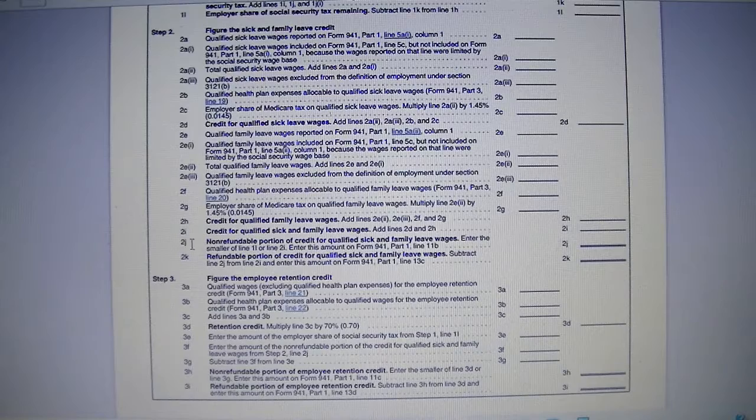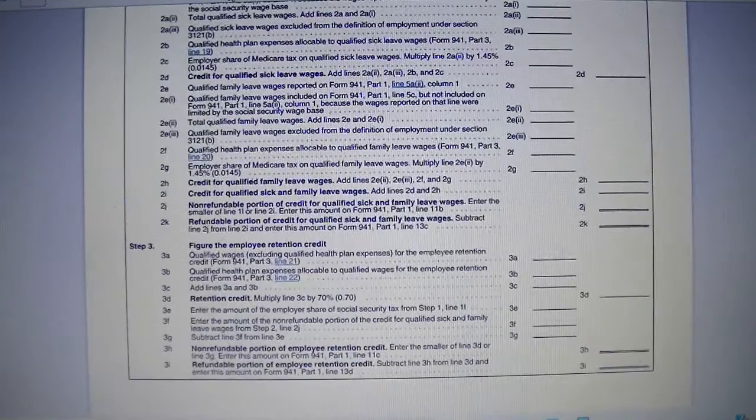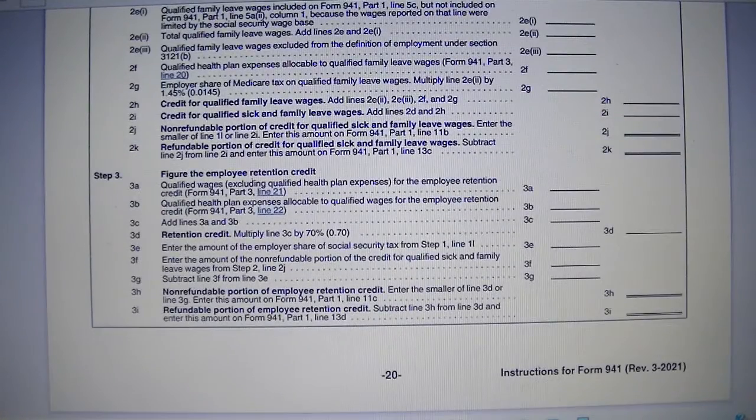And if you complete the form, you will notice that line 2J, non-refundable portion, is where that total should go per line 11B, and 2K will go on line 13C for sick leave and family leave. And for employee retention credits, line 3H, non-refundable dollar amount, will go on line 11C, and line 3I, non-refundable portion of employee retention credit, will go on line 13D.